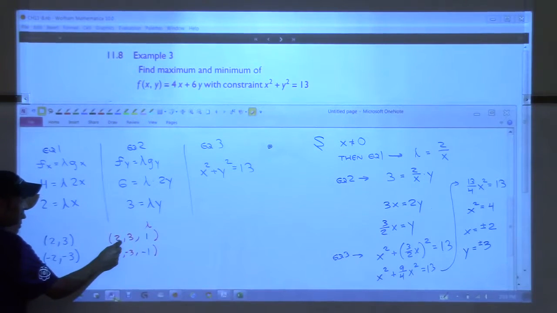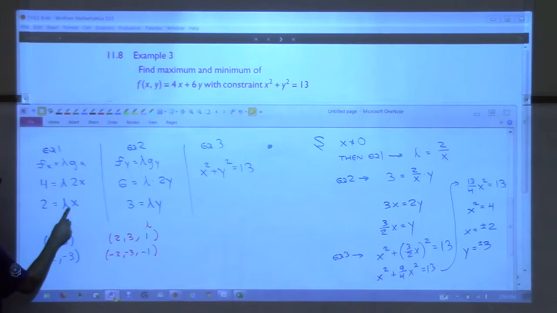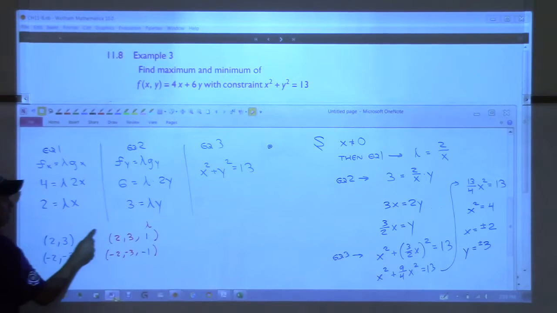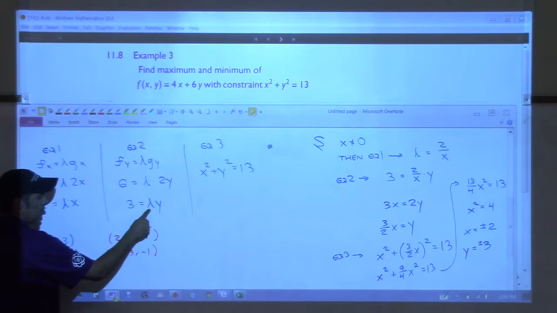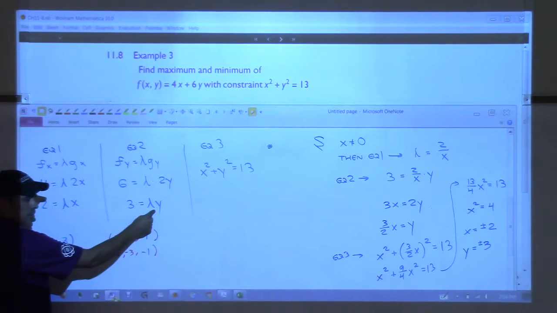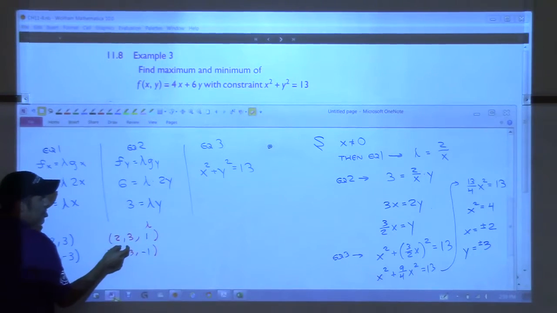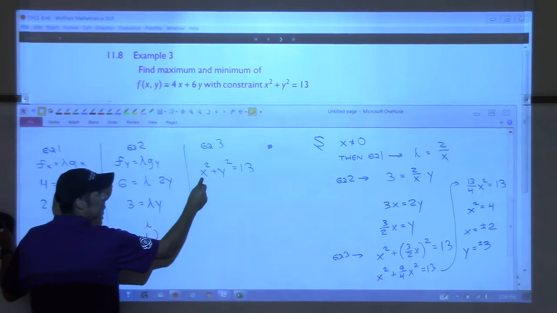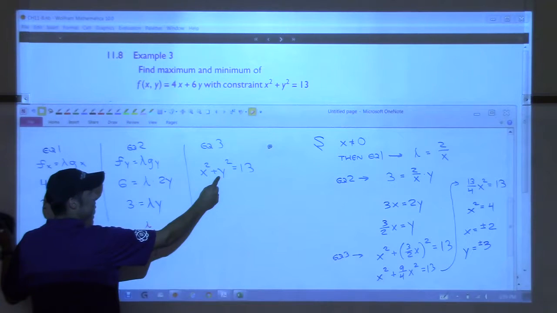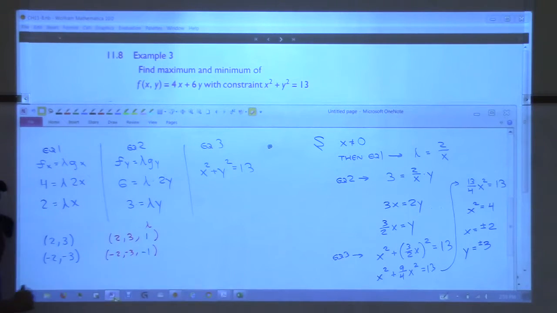Let's let x be 2, y be 3, and lambda be 1. So if x is 2 and lambda is 1, is this one true? Yeah. If lambda is 1 and y is 3, that one's true, right? And then we already know that if we plug in 2 and 3, 2 here is 4, 3 here is 9, 4 plus 9 is 13, so it works, right? So this satisfies all 3. This satisfies all 3, we won't check it, but they work, right?